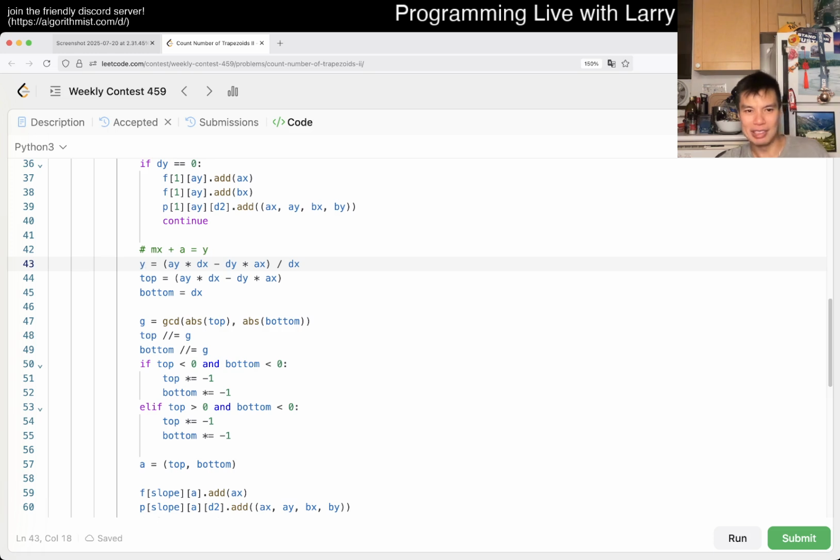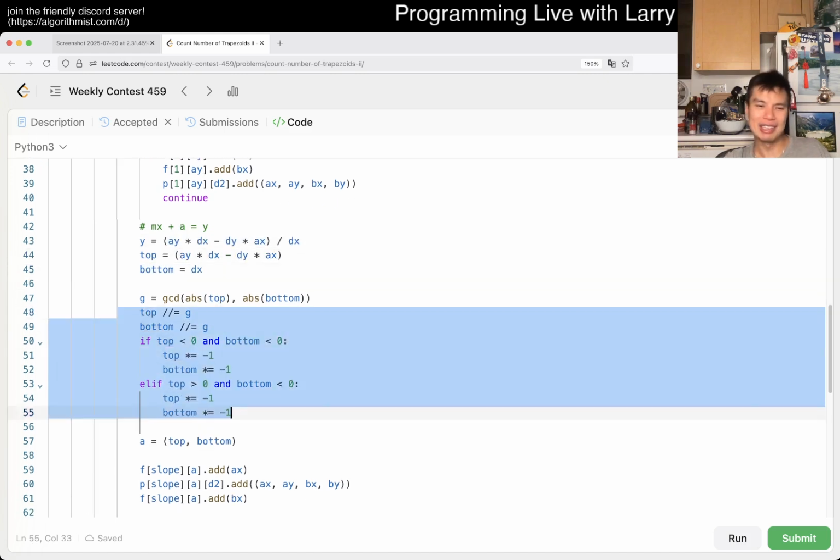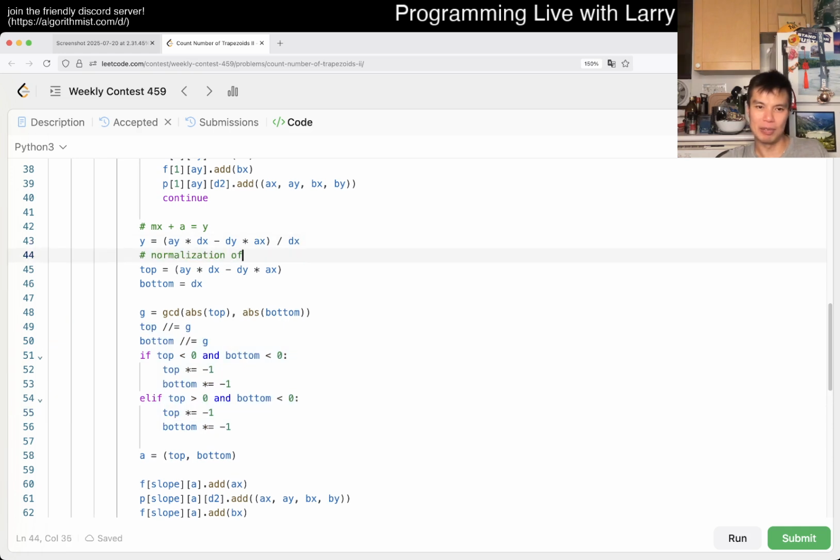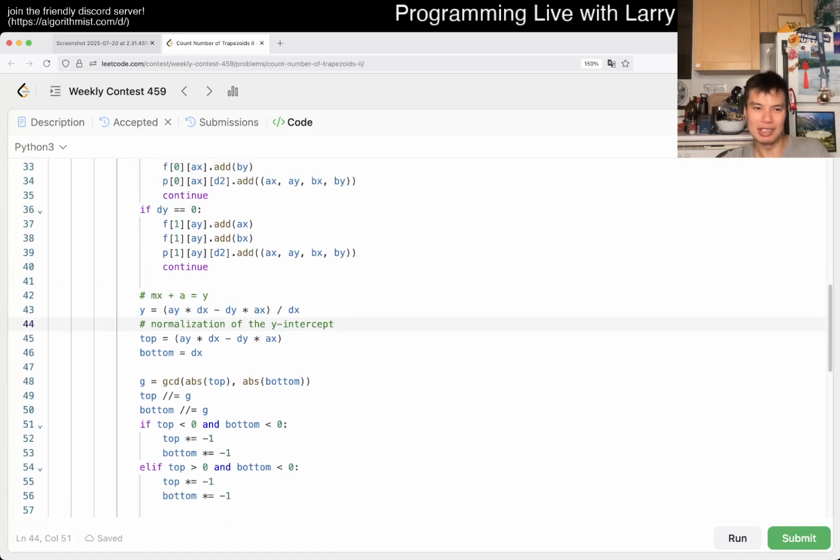Or you could say maybe y is equal to this, right? But to get the y-intercept, the thing is that I didn't want to deal with precision errors, anything like that. Given that this is an integer and this is an integer, I just wrote the top and the bottom, and then I just manually normalize it, right? That's it. So this is just normalization of the y-intercept, or what I call the y-intercept. Even though in different places we use it differently, right?